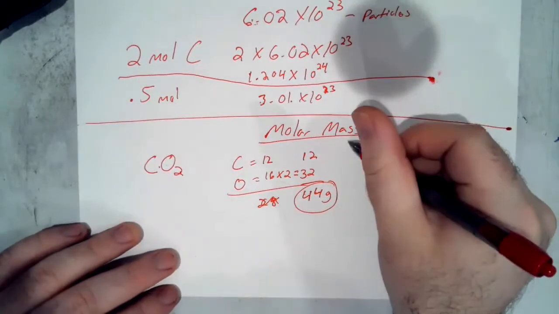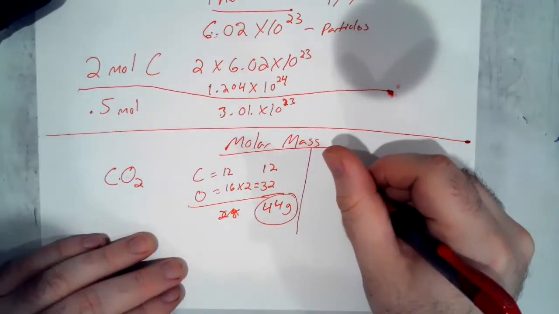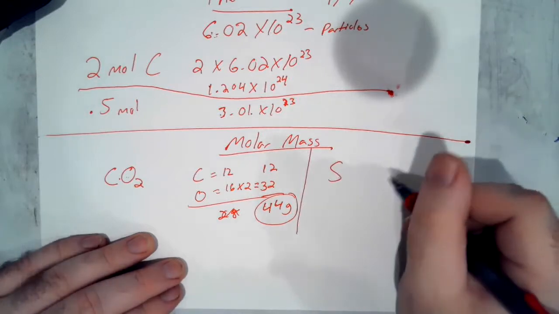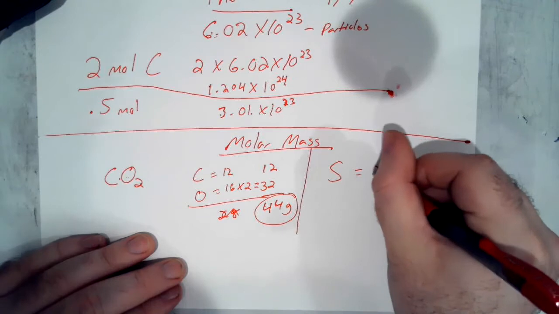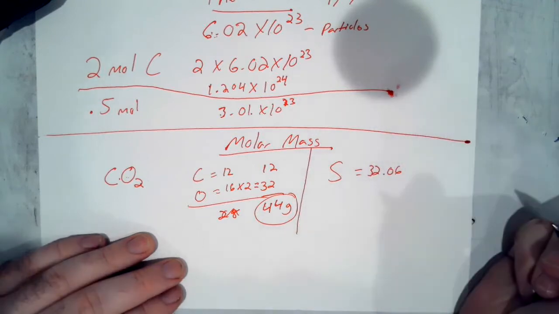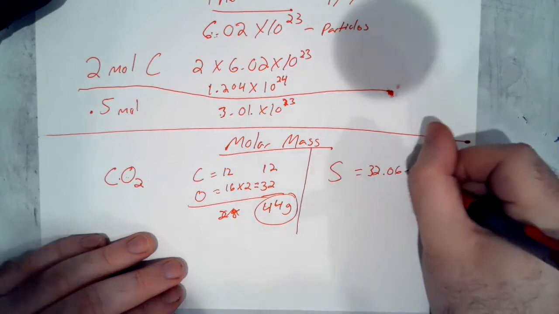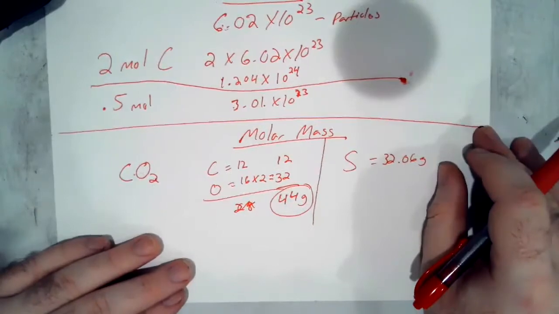And same thing with a different one, right? If I want the molar mass of just sulfur, I'm looking at sulfur right now. Sulfur is 32. That's the molar mass of sulfur, grams. It's really simple. Just look at the chart and you'll get your answer.